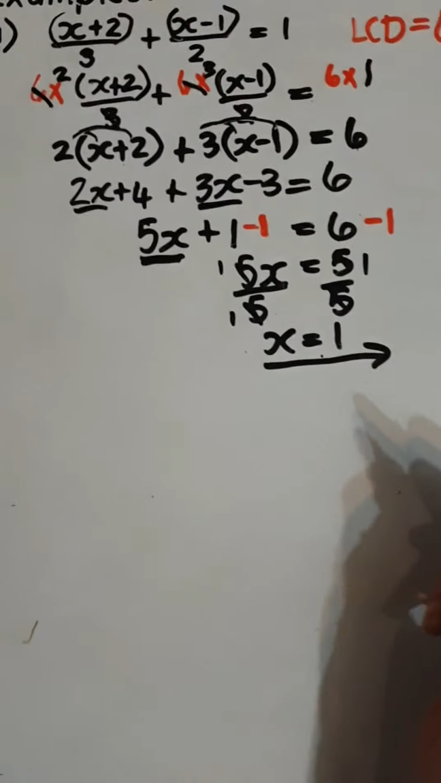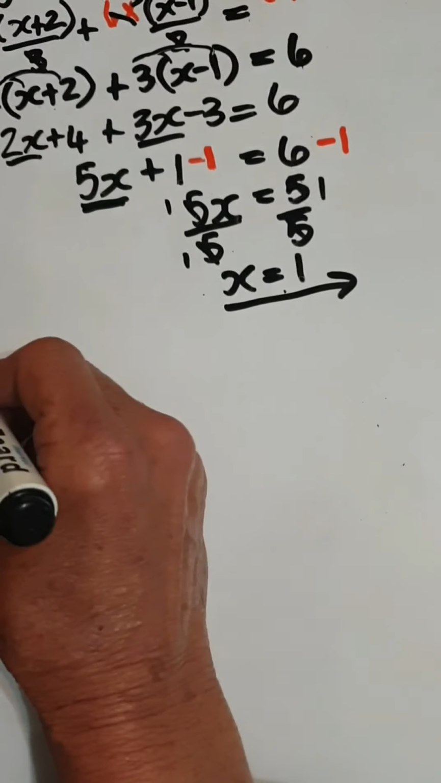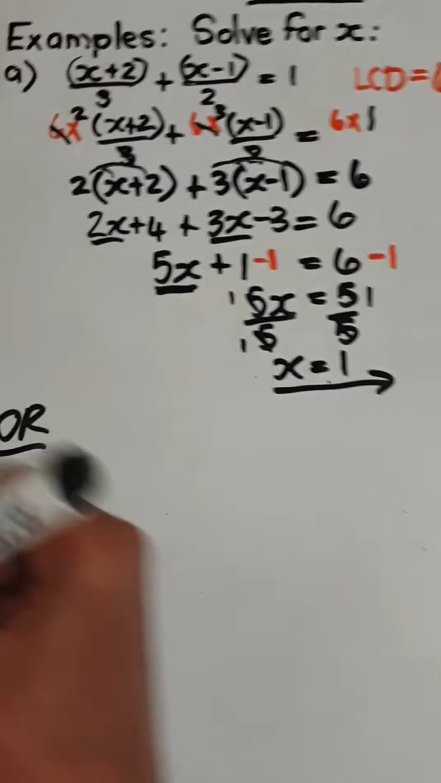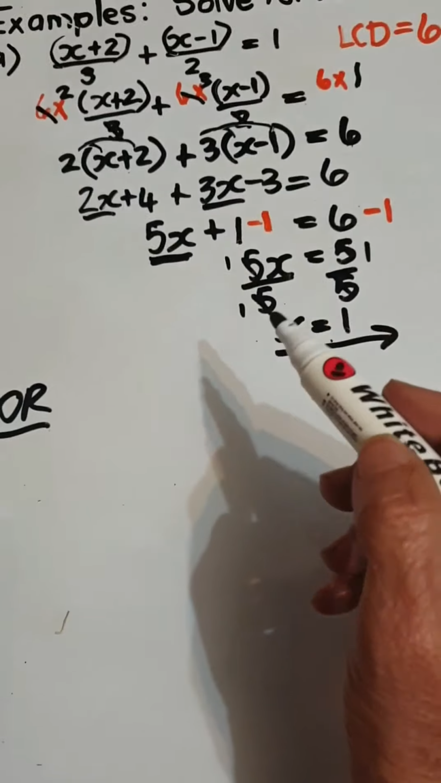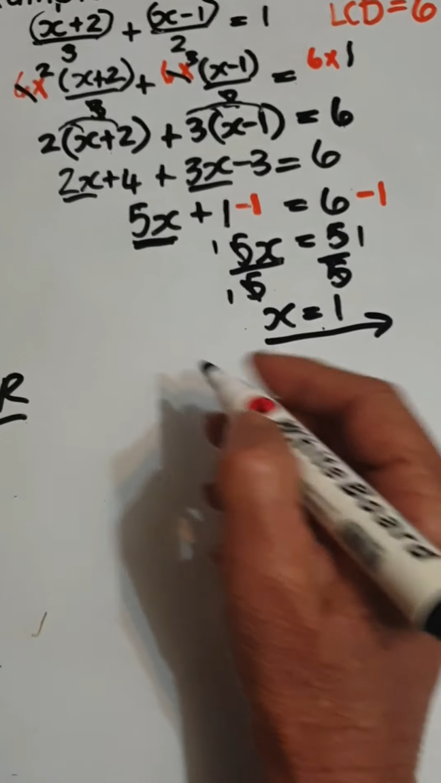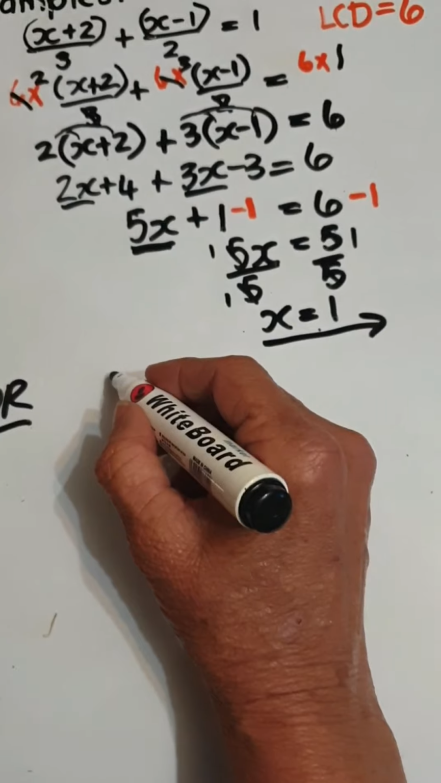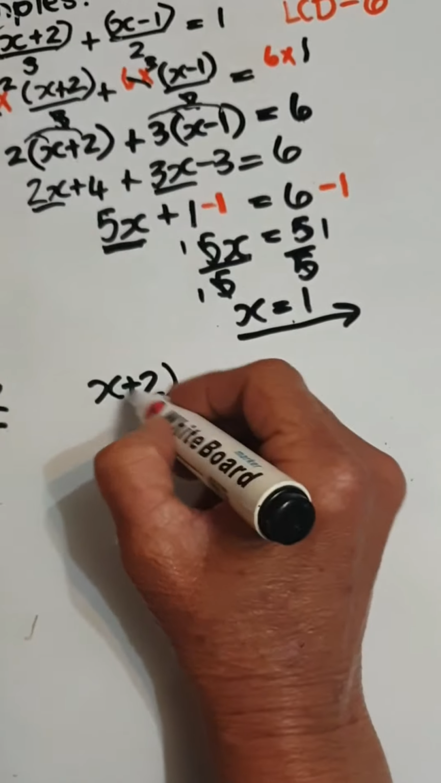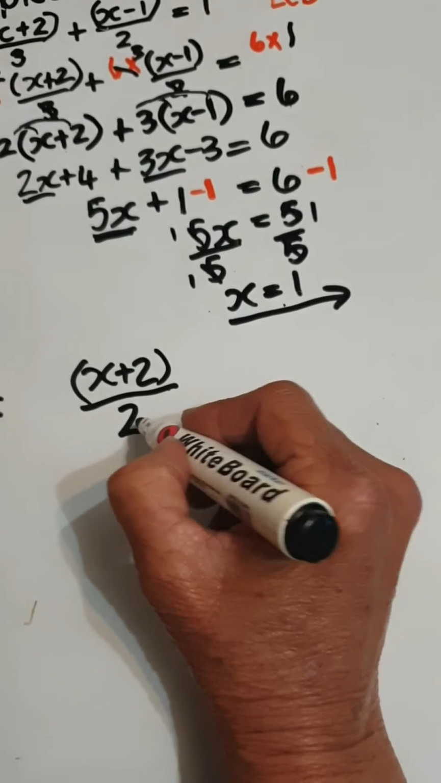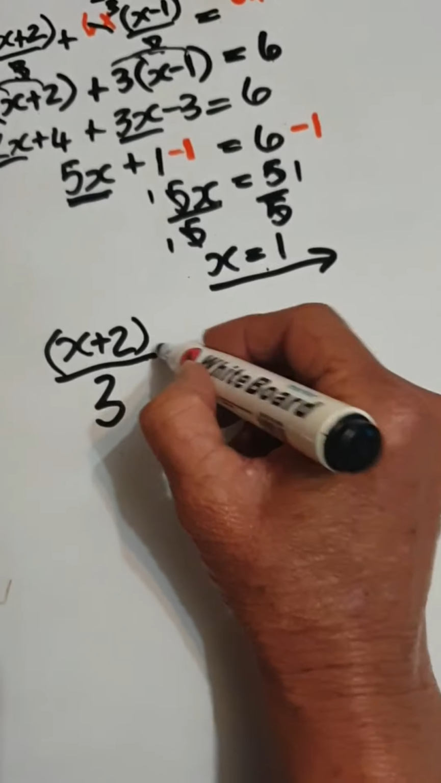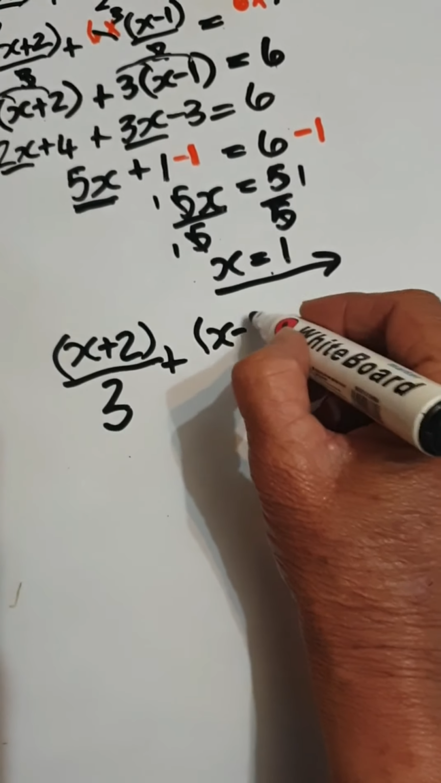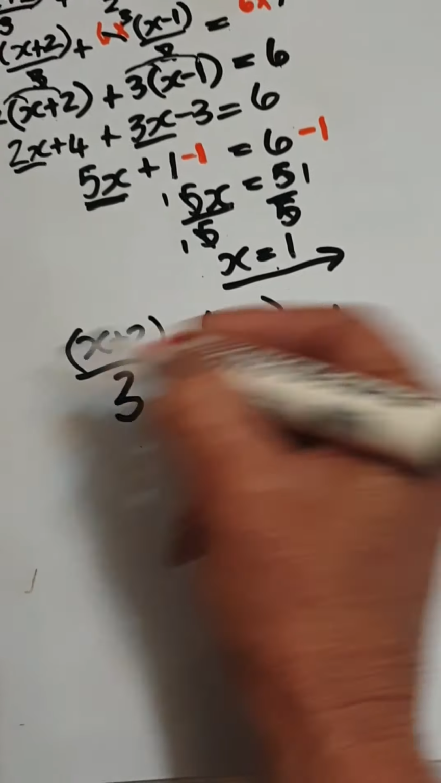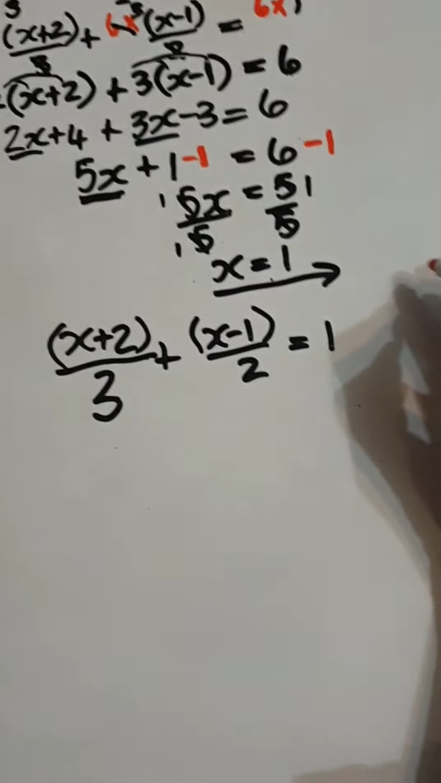The second way you can do it, and this is a bit longer, but I think some of you are more familiar with that, is I change the fractions so that they are equivalent fractions. So once again, just look at this, I'm going to have x plus 2 in brackets because it's my numerator over 3 plus x minus 1 over 2, and I'm going to say it's equal to 1. So the LCD is still 6.